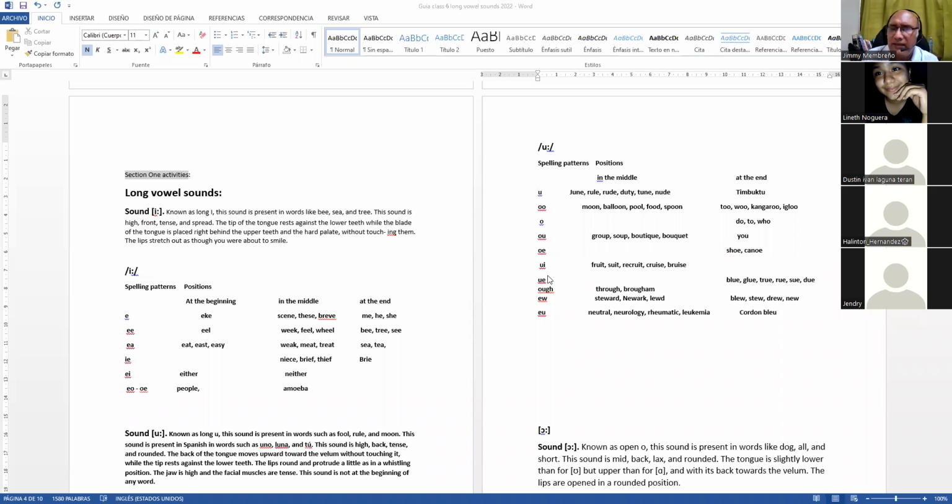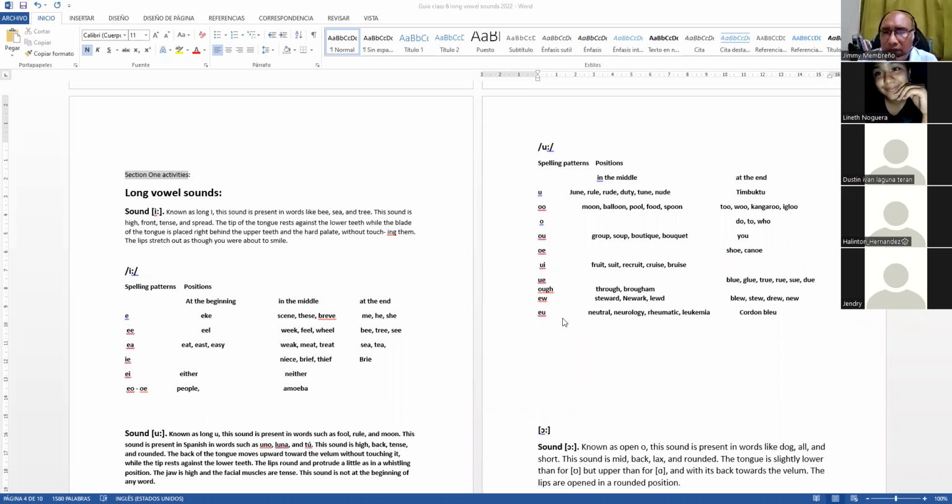And then we have this other one, the combination of the letters U and E. But this combination only appears at the end of words. So that's when we pronounce it with the long U sound. So we have, for example, the words blue, glue, true, rue, sue. Okay, so those are long U sound.